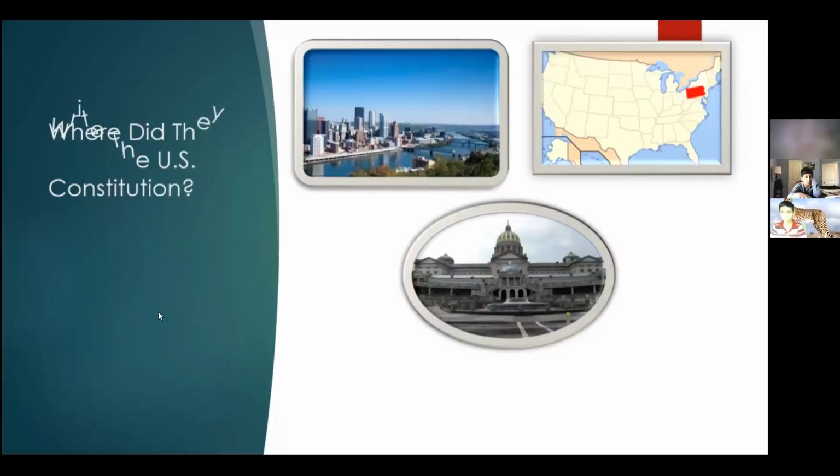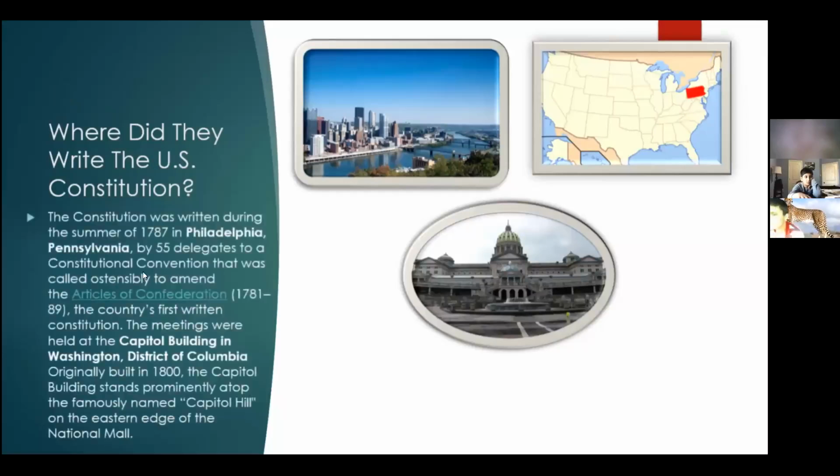Where did they write the U.S. Constitution? The Constitution was written during the summer of 1787 in Philadelphia, Pennsylvania, by 55 delegates to a constitutional convention that was called ostensibly to amend the Articles of Confederation, 1781 to 89. The country's first written constitution.